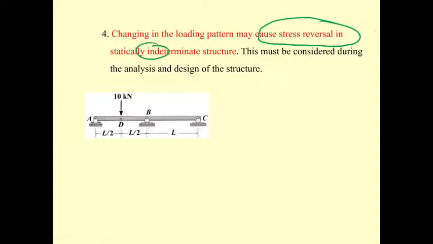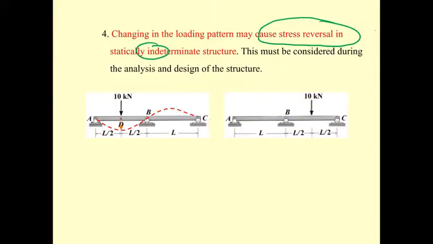For example, here the structure is connected to each other and passed by the support. So when the structure is subjected to this force here, this portion AB is going to move downward, but the portion BC has no force, so it's going to move upward. And if the load just changes to BC, the deflected shape of the beam goes in the opposite direction.